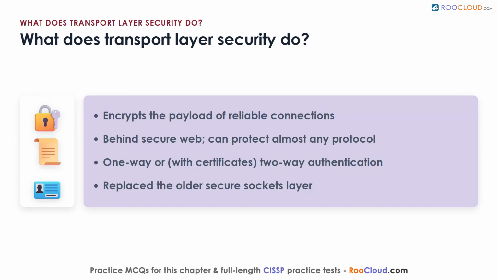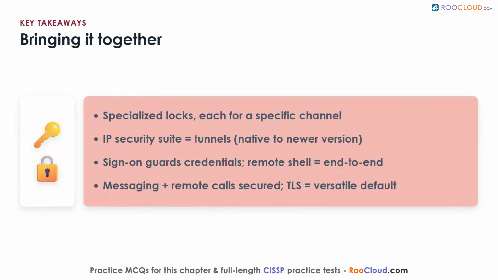Treat it as the general-purpose seal you reach for by default. So let's bring it together. Secure communication protocols are specialized locks, each shaped for a specific channel. The Internet Protocol Security Suite builds encrypted tunnels on the addressing layer, native to the newer address version.